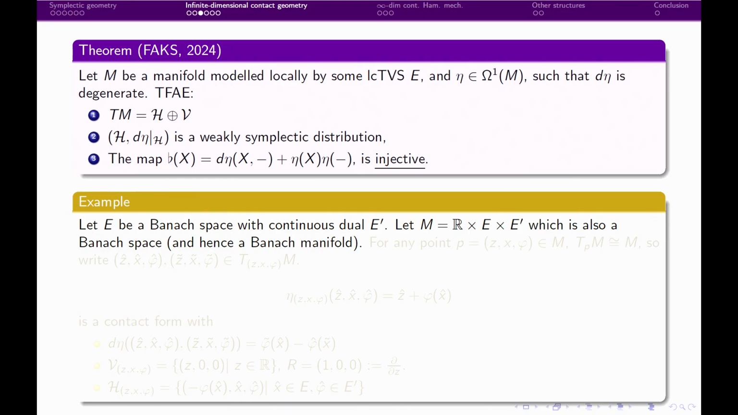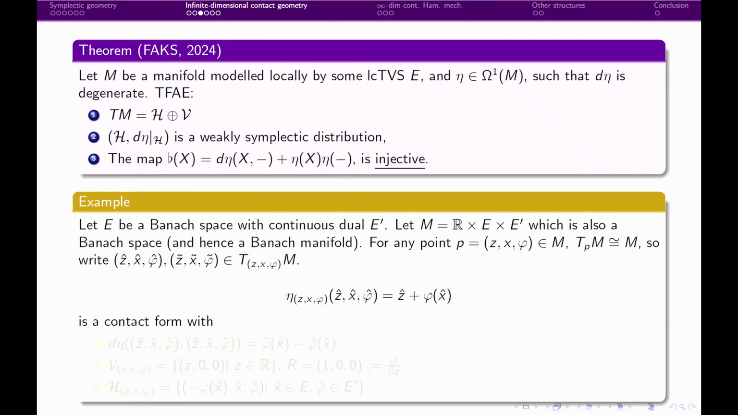Okay. So this is just the main theorem repeated. And then, so here's an example. If we take a Banach space E with dual E prime, and then we take R times E times E prime to be our manifold, and then we take some z in R, x in E, phi in E prime, then the following is a contact form. I'm using hats and tildes to represent the first vector and second vector respectively, just to tell them apart.